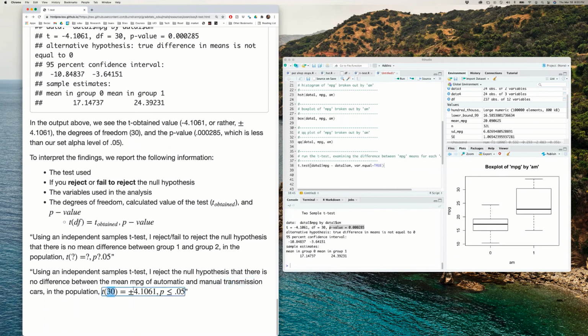T with 30 degrees of freedom is plus or minus 4.1601, which is what we found here. 30 degrees of freedom is there. And then we say p is less than 0.05. Alternatively, I could say p is equal to 0.000285, right? Either one works. 0.000285 is less than 0.05. As long as you tell me whether it's less than or greater than, we'll be in good shape. But that is how you would report this test.